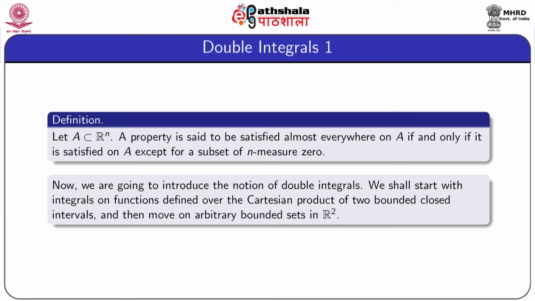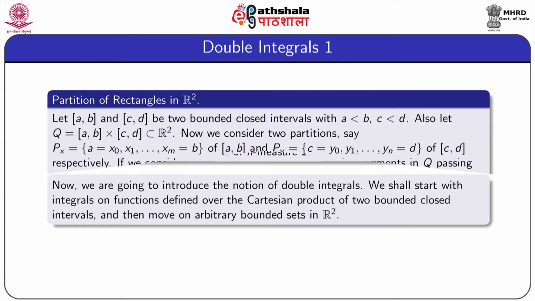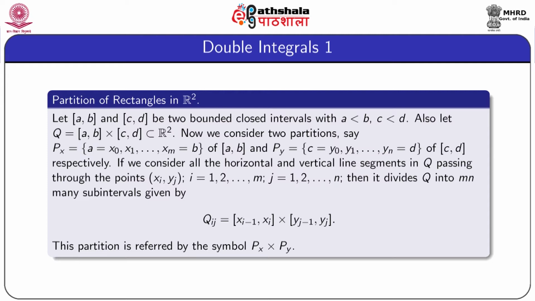With this preparation, now we are going to introduce the notion of double integrals. We start with integrals on functions defined over the Cartesian product of two bounded closed intervals and then move on to arbitrary bounded sets in R2. First, we discuss partition of rectangles in R2. Let [a,b] and [c,d] be two bounded closed intervals where a is strictly less than b, c strictly less than d. Also let Q denote the Cartesian product [a,b] cross [c,d], which is a subset of R2.